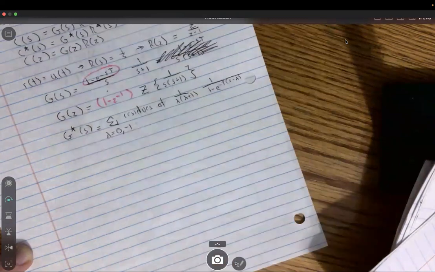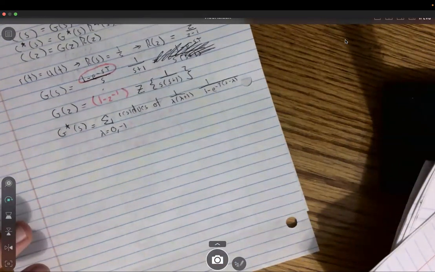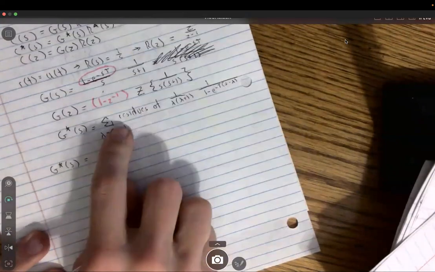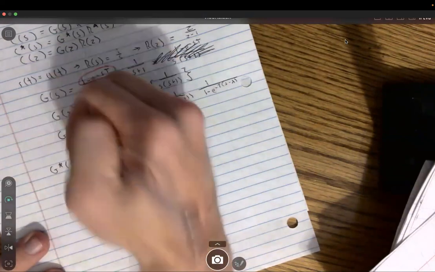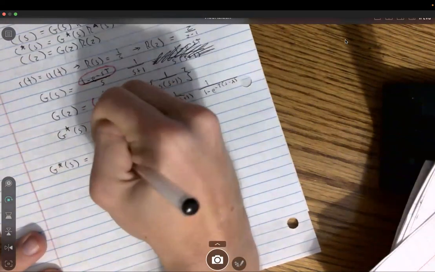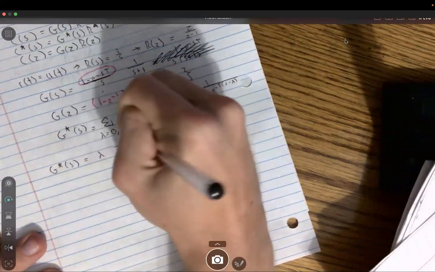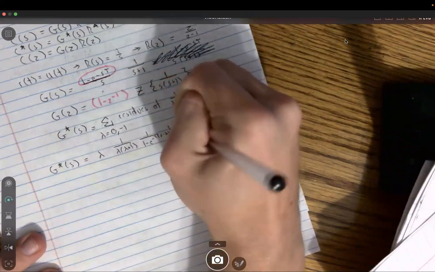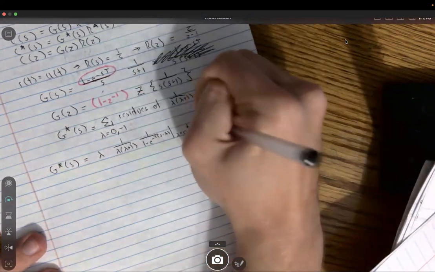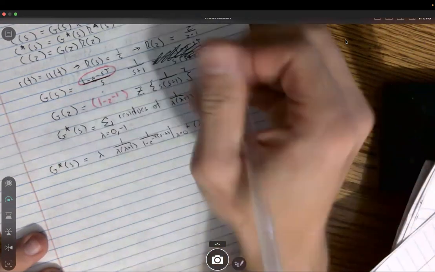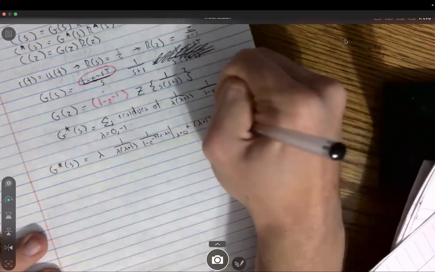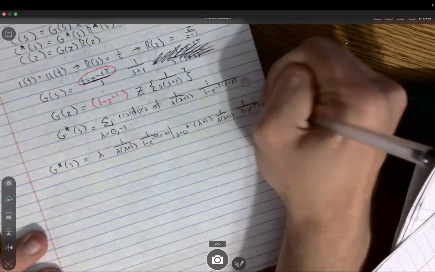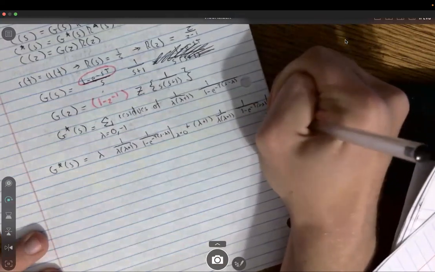Okay, now that we have it in that format, what we have to do is solve for our G star of S here. Particularly, if we multiply by lambda, our first residue, and then 1 over lambda times lambda plus 1, and then 1 over 1 minus e to the negative T, s minus lambda, evaluated at lambda equal to 0, plus, and then here we're going to have lambda plus 1, our other residue, because it's the summation of the residues, 1 over lambda times lambda plus 1, and then 1 over 1 minus e to the negative T, and then s minus lambda, evaluated at lambda equal to negative 1.